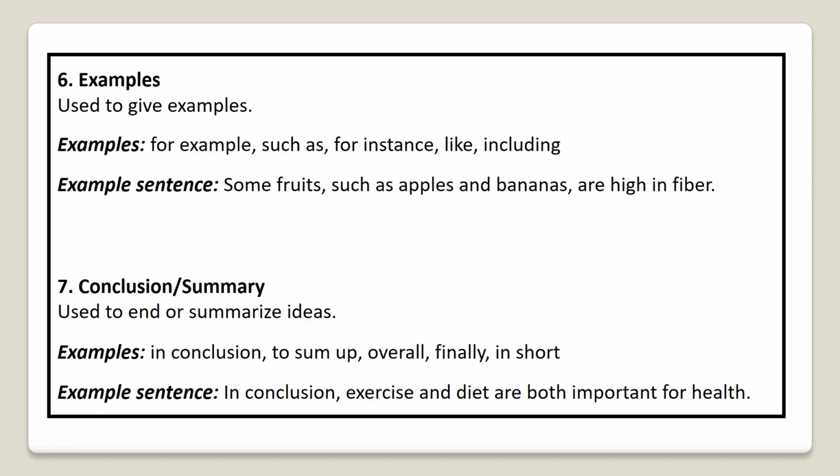Here we can write: some fruits, for example, apple, banana. Such as, for example, for instance, apple and banana, like apple and banana, including banana and apple. So all these words can be used as connecting words for providing examples. They show the meaning of examples. So such as also means example, for example also means example, for instance also means example, like also means example, including also means example. Likewise, these words can be used.